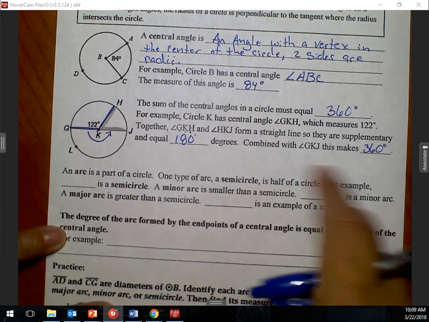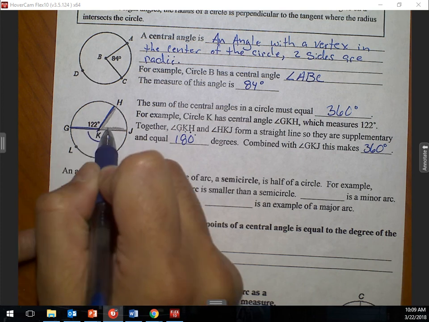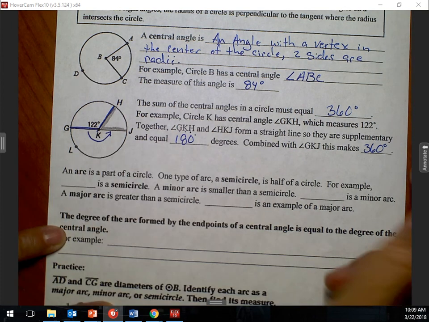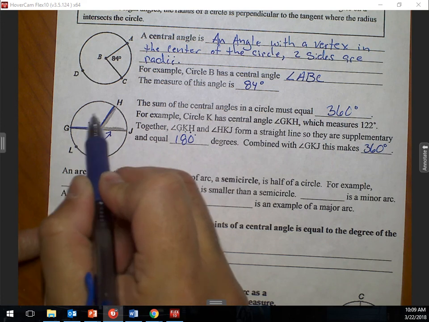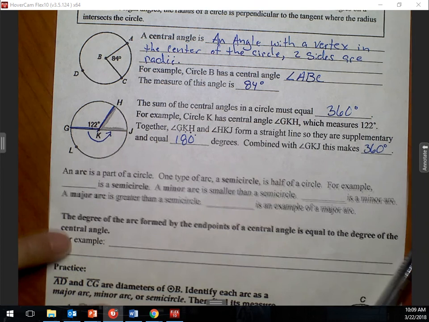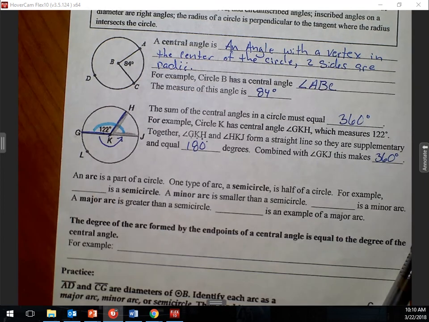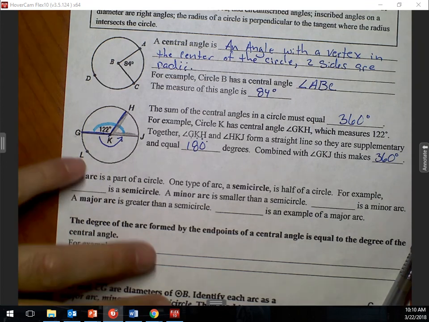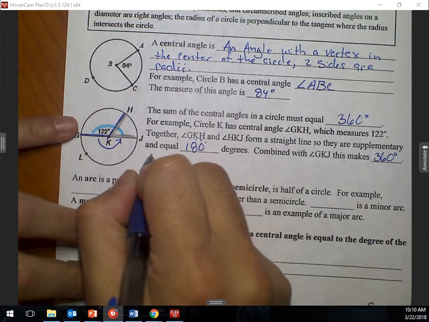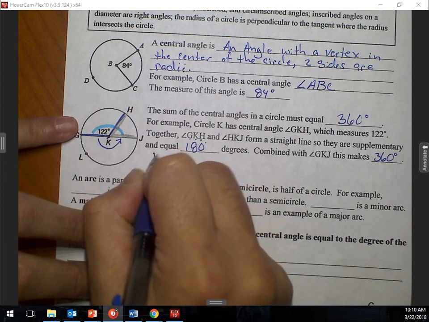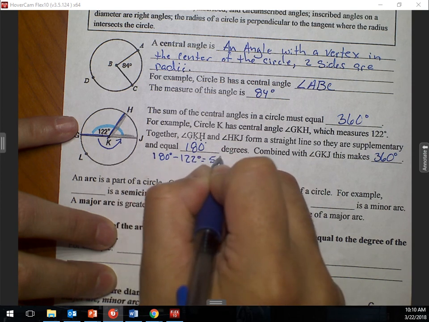Now, let's look at part of it here. I know that the top part right here has to also add up to 180, doesn't it? Yes. So if I know that this is 122, and all of this from here all the way to there on the top has to add up to 180, what would I do to find the angle? Subtract. Very good. 122 from 180. Yep, so it's going to be 58 degrees. 180 minus 122 is 58 degrees.